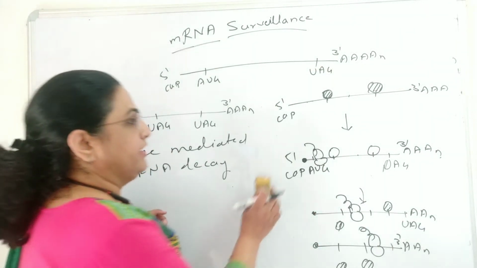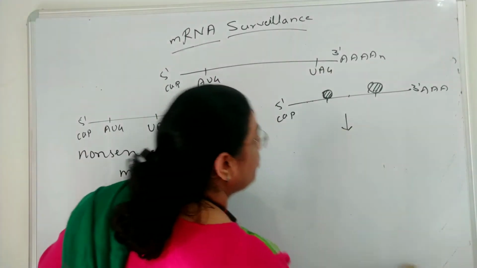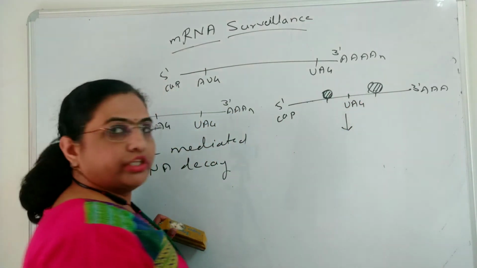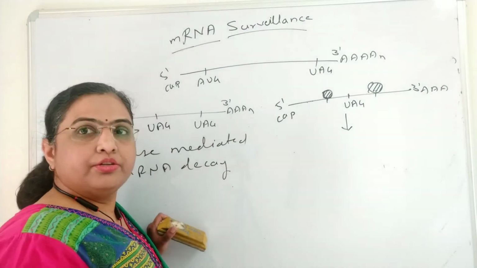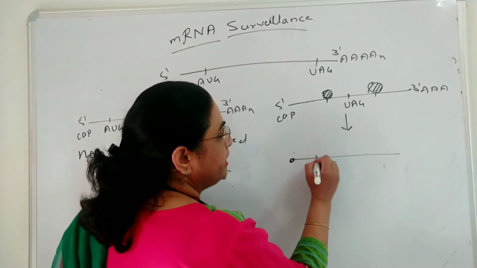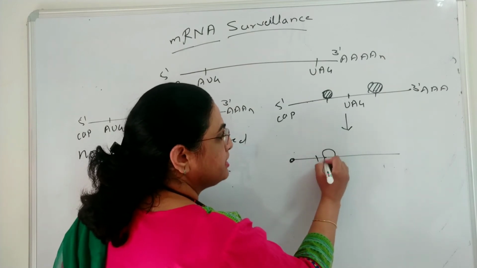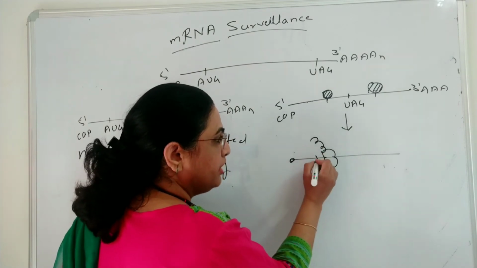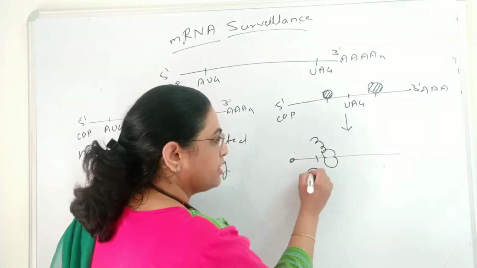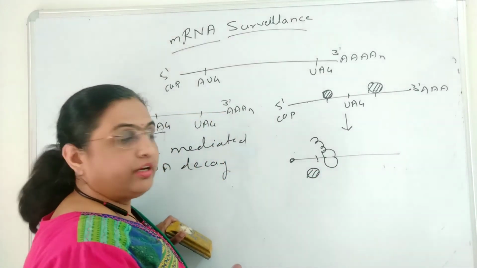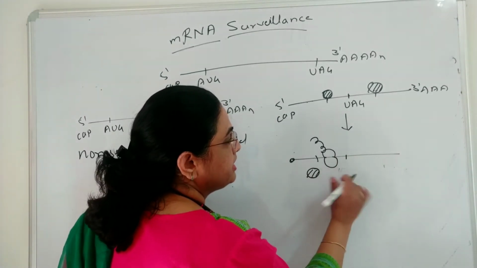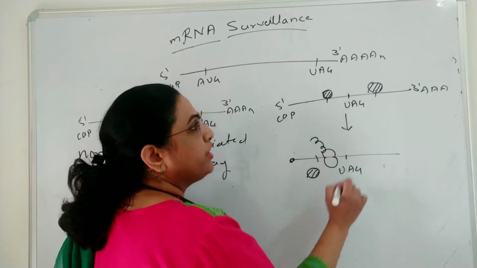But when there is an in-between UAG, that is an in-between stop codon, then what will happen? Here is an exon junction complex, here is the ribosome. As this ribosome has passed the exon junction complex, it is going to be removed. Now here there is a UAG, that is a stop codon, present.